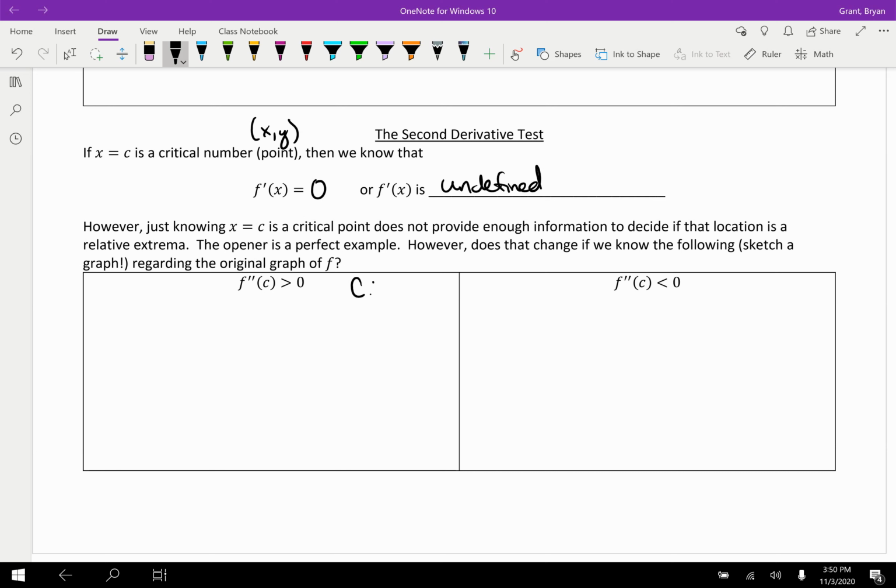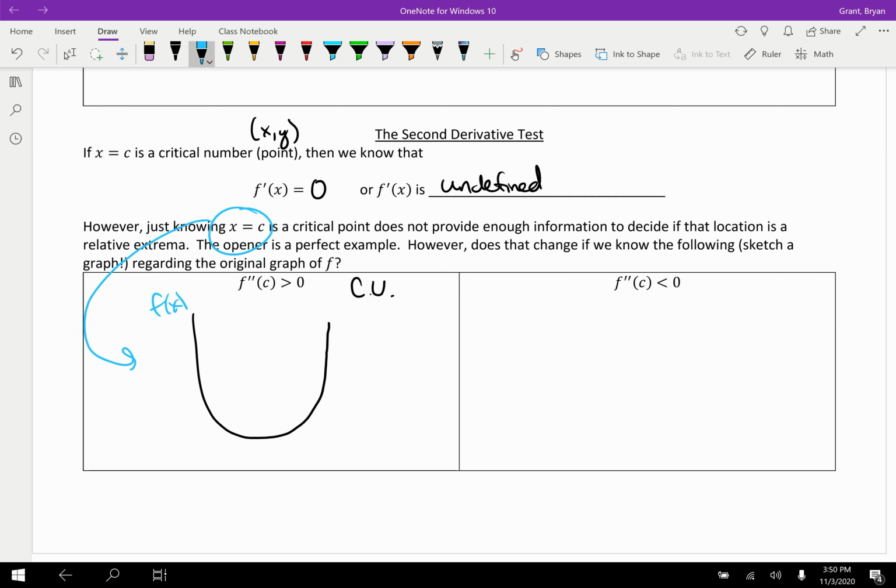That means our graph is concave up. And you can see the u in concave up is kind of like a concave up graph. In fact, I should probably graph a concave up graph over here. Well, if this is my function f of x, f double prime just tells us that f of x is concave up, and we know that x equals c is a critical point, then where does x equals c have to be on this graph?